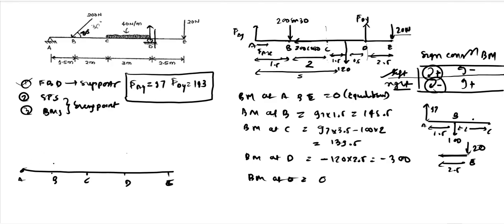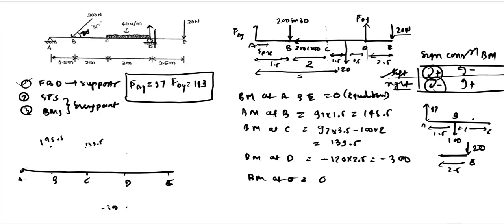At A we have a 0. At B we have 145.5. At C we have 139.5. At D we have minus 300. At E we have 0. And again, if the shear force is constant in the shear force diagram, then the bending moment will vary like an inclined line. And if the shear force is an inclined line, the bending moment will vary parabolically, one degree above the shear force.